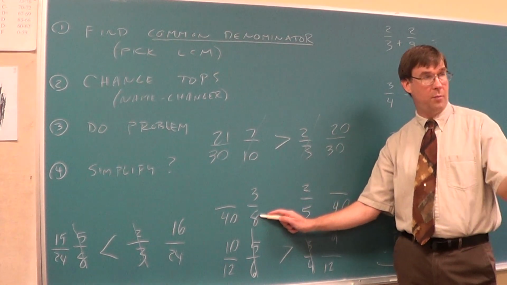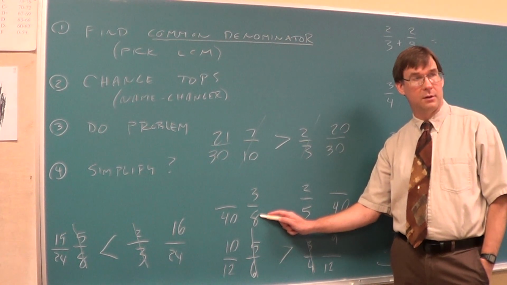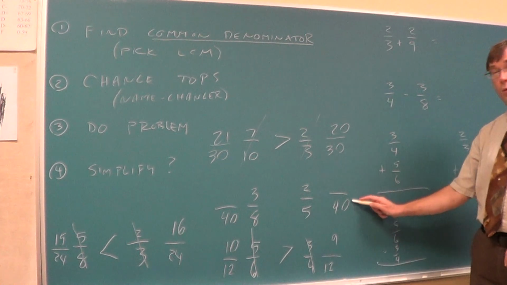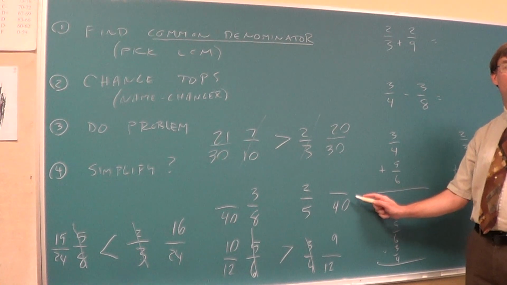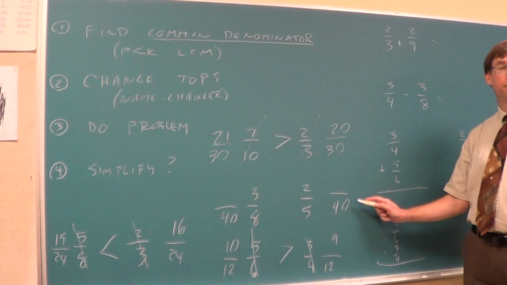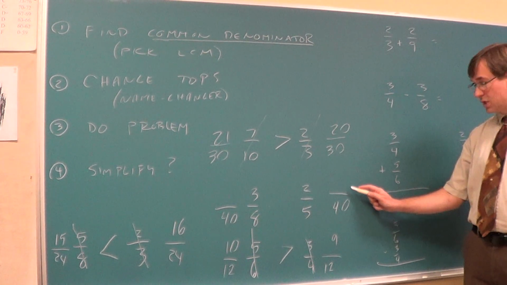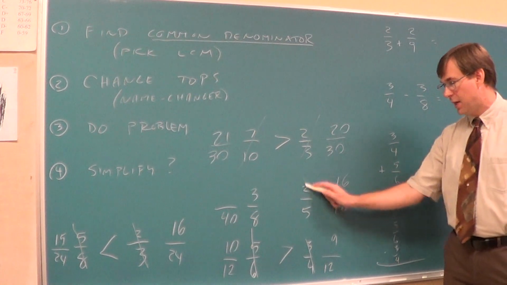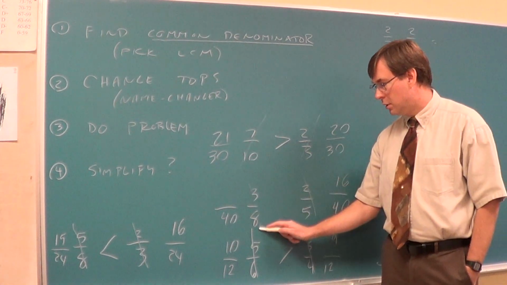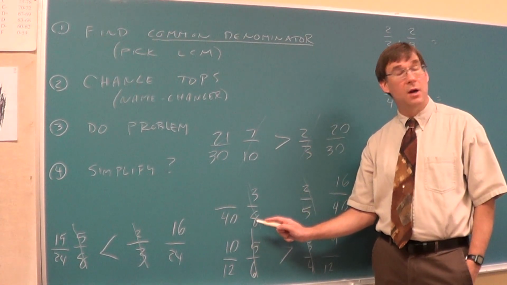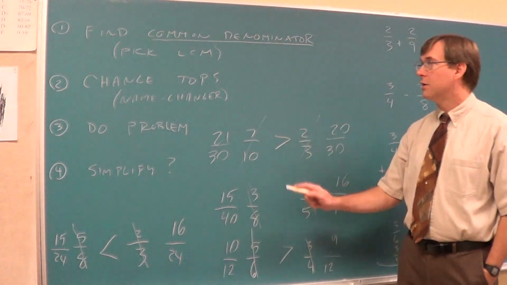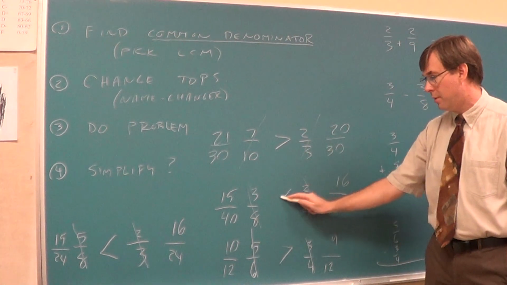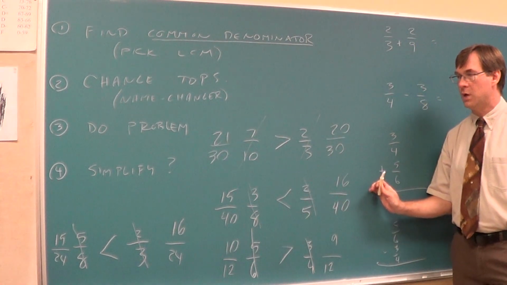So let's change top. What do you think? We'll give you a second to think. Check in with him. We're going to make you do that top. 16 will be that one. We did the bottom times 8, so top times 8 for that one. It'll be 15. So once we pick the bottom, once we change the tops, it's time to just do the problem. That's going to be less than, on we go.